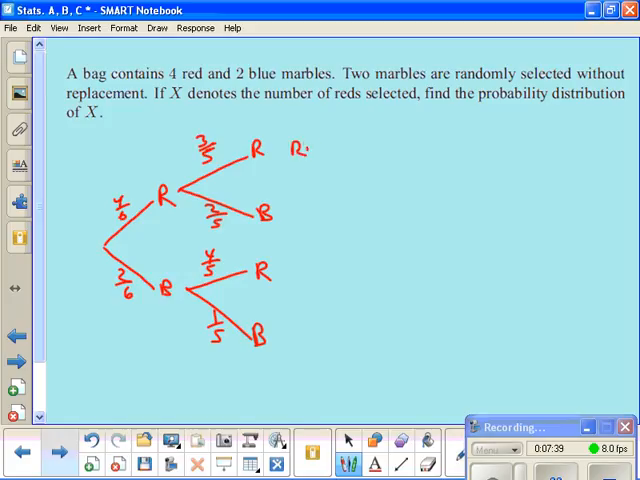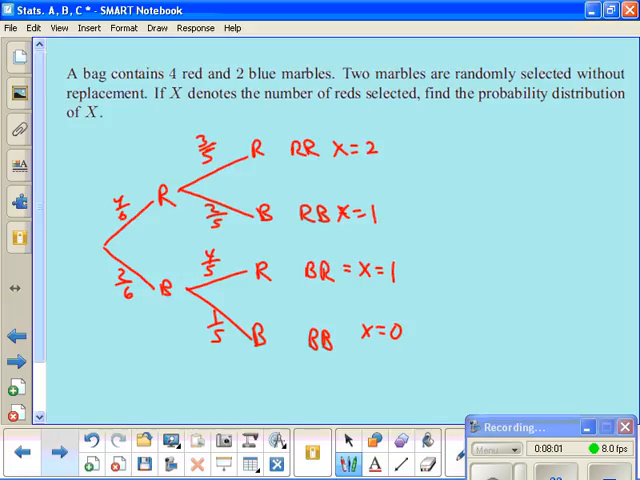So here I get a red and a red, so that means X is 2. Here I get a red and a blue, so X is 1. Here I get a blue and a red, so X is 1. And here I get a blue and blue, so X is 0. Okay.